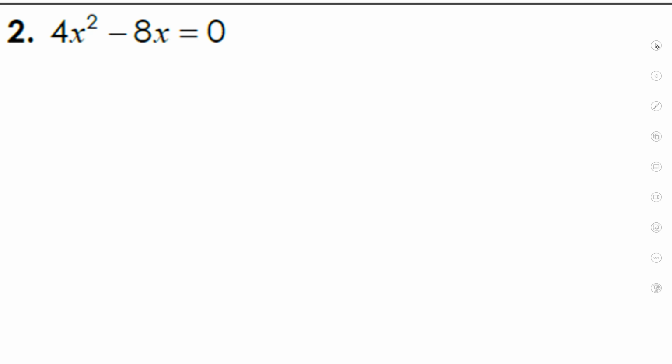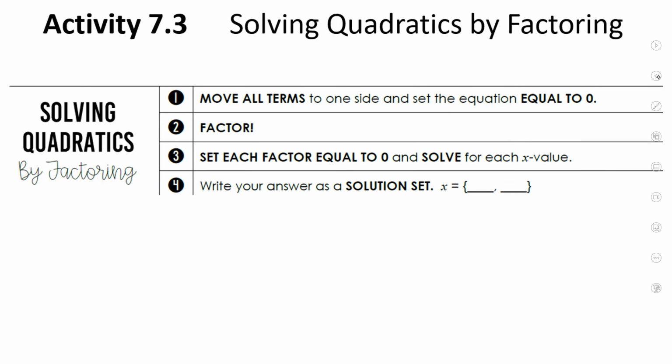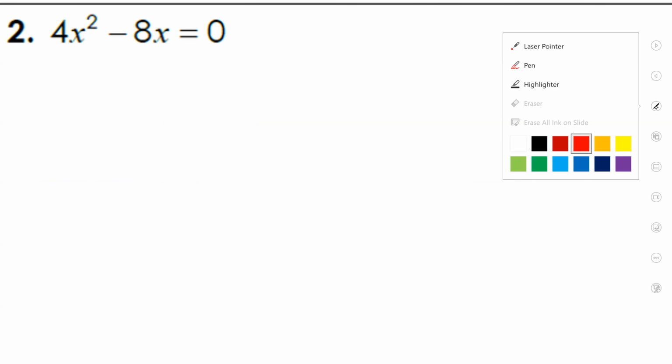Number 2, is the first step done? Is everything on one side? And is it set equal to 0? Perfect. Step 1 is already done for us. Let's look at step 2. Step 2 is just to factor. So let's go ahead and factor this.